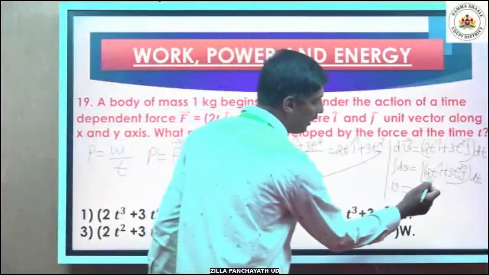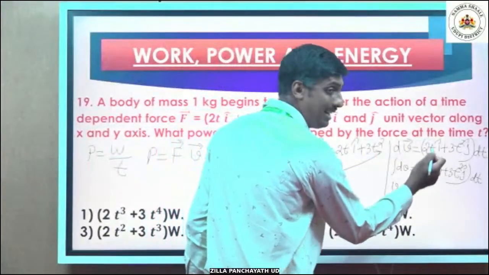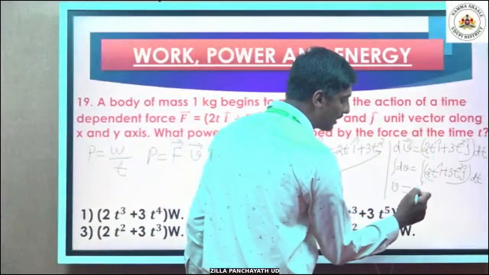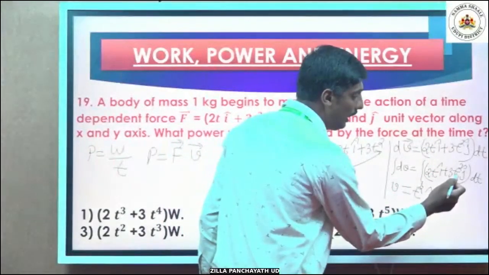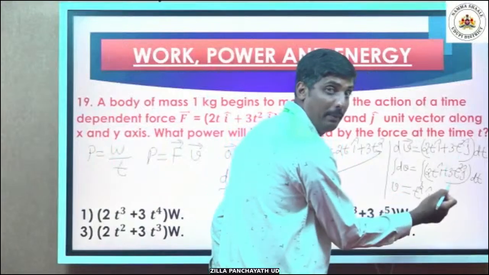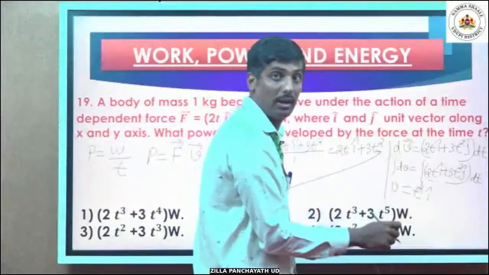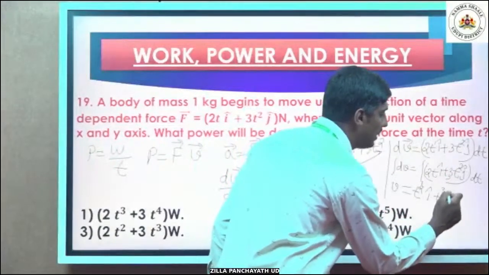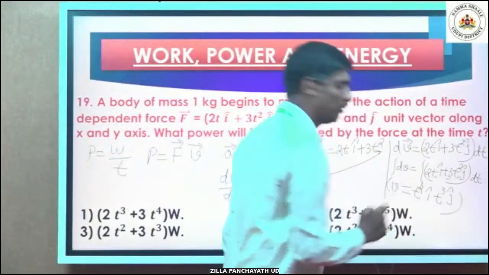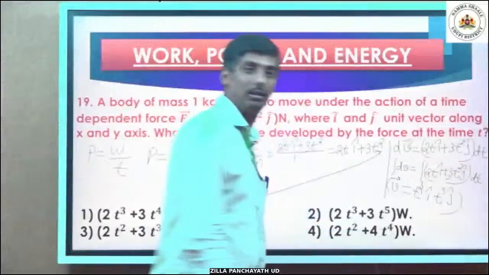Look, integration of 2t is t square by 2, the 2 gets cancelled, remaining is only t square. Then 3t square gives t cube by 3, so the 3 gets cancelled. This is nothing but t cube j cap. This is v, right? So you got the value of v here.